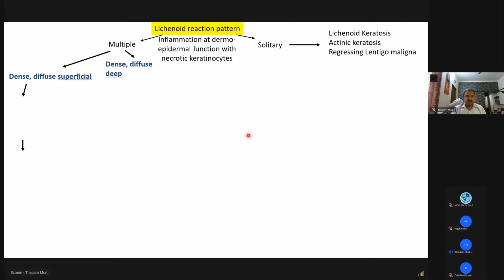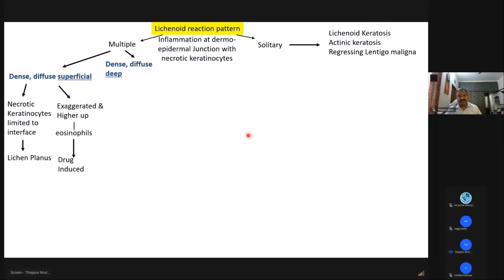If it is dense, diffuse, superficial, are we seeing necrotic keratinocytes limited to the interface? If yes, then it is lichen planus. Are we seeing exaggerated and higher up inflammation, close to the granular layer? Then are we seeing eosinophils? Then it is drug induced. Eosinophils with exaggerated lichenoid response is drug induced lichenoid change.